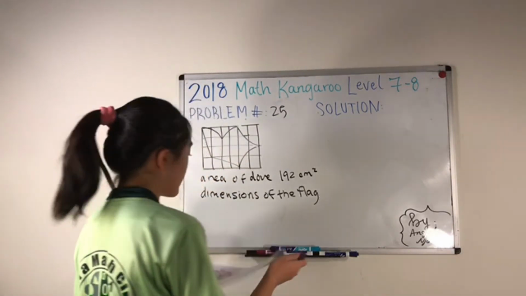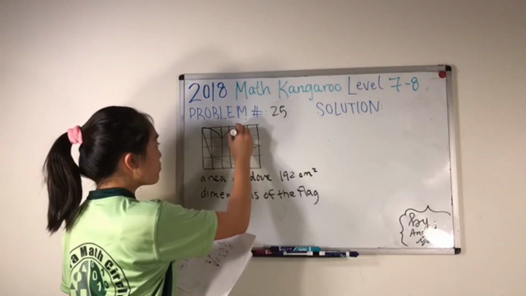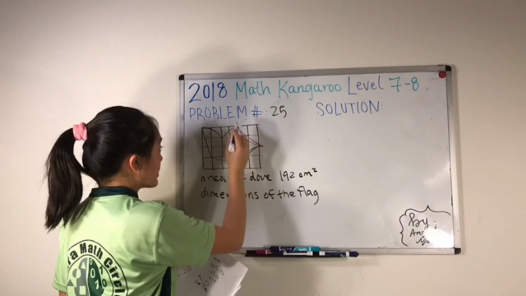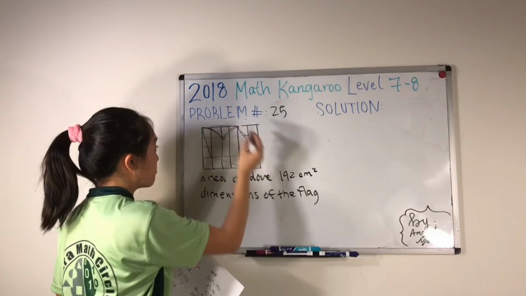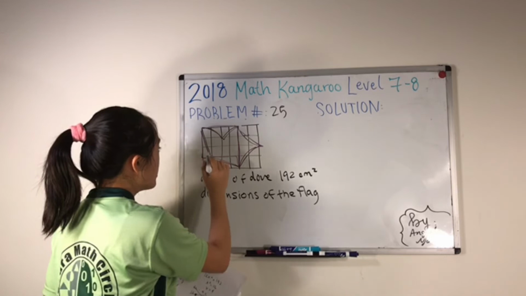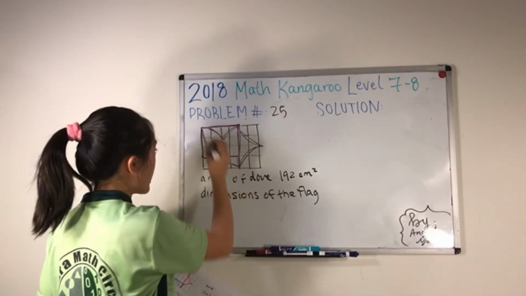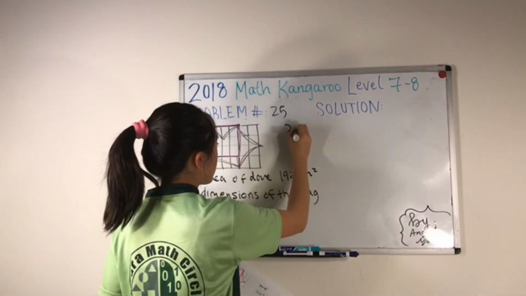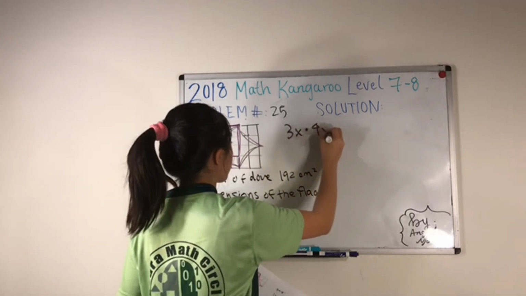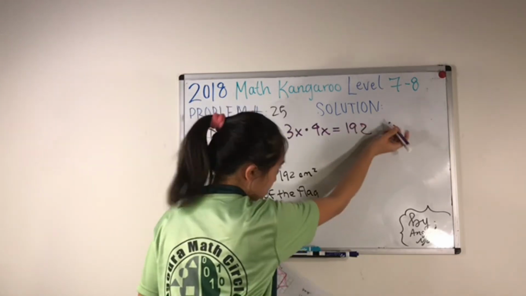So in order to solve this, we have to identify different parts. This portion of the flag over here could easily be moved over here instead, and then this area could be moved over here. So that way, in the end, the area of the flag would just be over here. That means it would be 3x times 4x, equal to 192 centimeters squared.